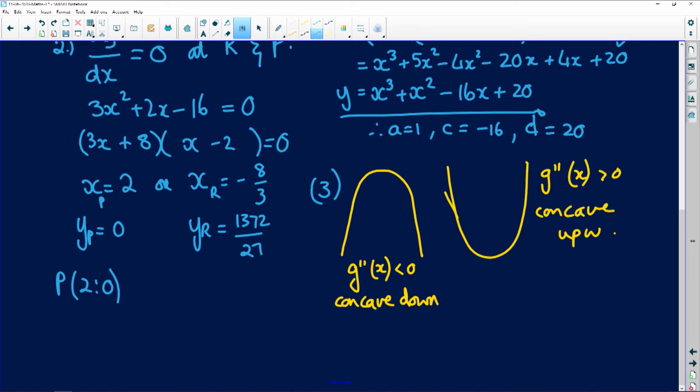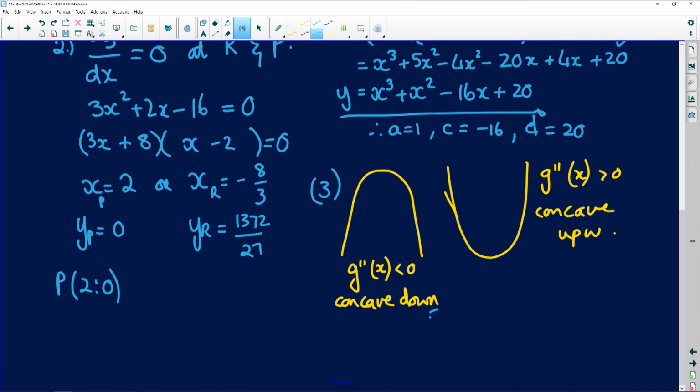And I hate teaching recipes, but so many kids battle with this idea and battle to remember this. So if you're scared of forgetting this in an exam, look at this. There's an N downwards. That is an N. There's, upwards, a U. So if it's concave upwards, the diagram has that shape. If it's concave downwards, the N, the diagram has that shape.